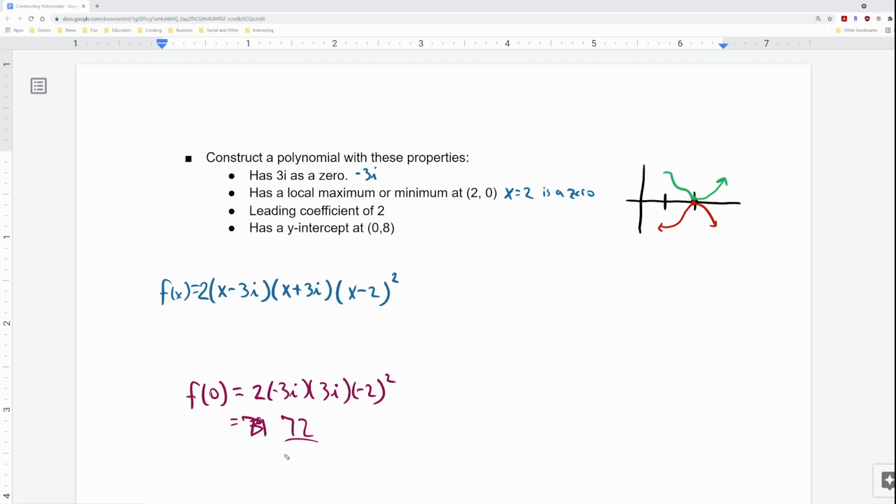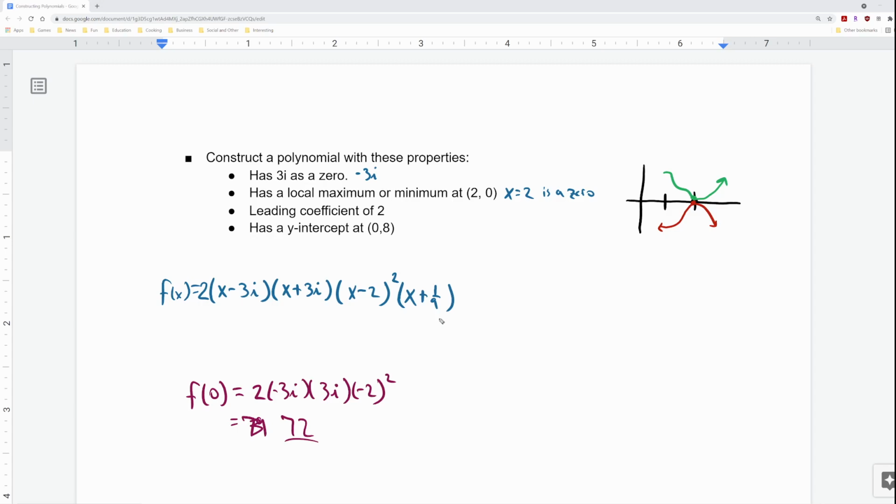So we need to turn the y-intercept from 72 to 8. Well, we know 72 divided by 9 is 8, but you can't do this. You can't just divide the function by 9 because that's going to invalidate the third bullet point. We want the leading coefficient to be 2. So if we divide by 9, it's going to change that leading coefficient. So what are we supposed to do? Well, if you read the instructions, there's nothing that said we couldn't put in another factor just because we feel like it. We're not violating any of the other rules.